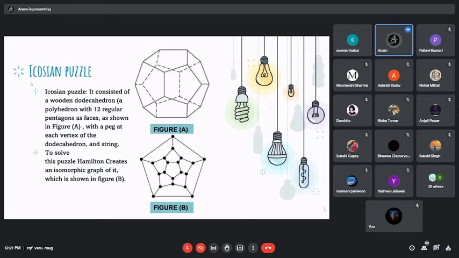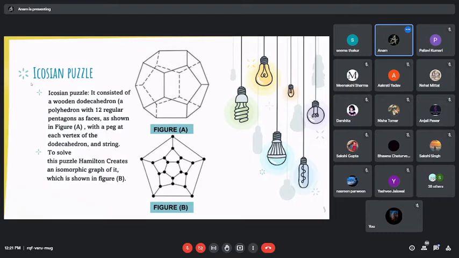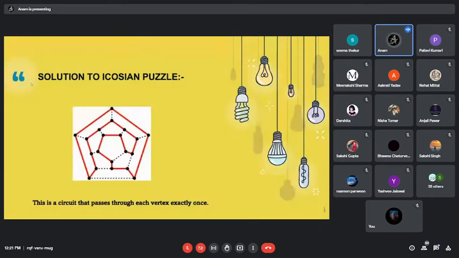The object of the puzzle was to start at a city and travel along the edges of the dodecahedron, visiting each of the other 19 cities exactly once and end back at the first city. To solve this puzzle, Hamilton created an isomorphic graph of it, which is shown in figure B. So this is the solution of the Icosian puzzle given by Hamilton. This is a circuit that passes through each vertex exactly once.